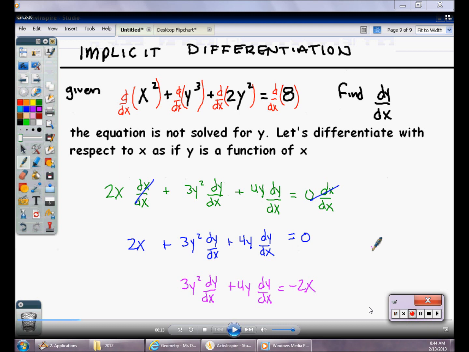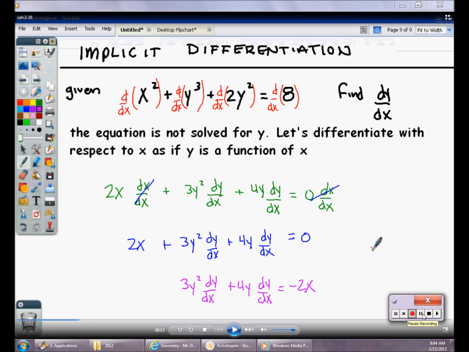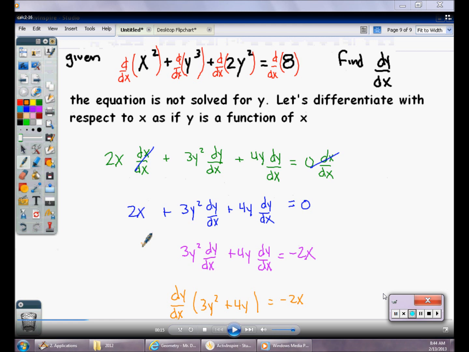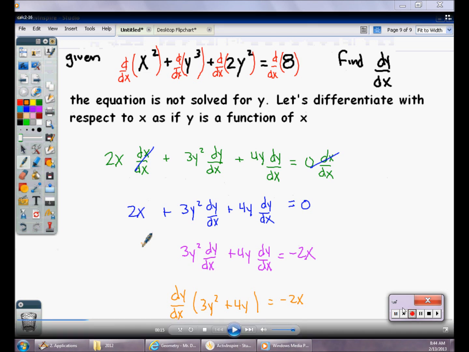I'm going to subtract 2x from both sides to keep all the y variables on the left, the x variables on the right. Now I'm going to factor out a dy dx, leaving me with 3y squared plus 4y. Divide both sides by 3y squared plus 4y, and I have dy over dx, the derivative, negative 2x over 3y squared plus 4y.